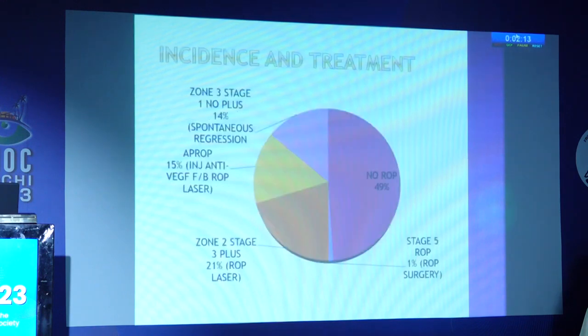Coming to the incidence, 49% of babies had no ROP, 21% had zone 2 stage 3 plus disease that needed ROP laser, and 15% had AP-ROP that was treated with anti-VEGF injection followed by ROP laser. 14% had zone 3 stage 1 with no plus, which were just kept on follow-up observation. They showed spontaneous regression in due course of time. 1% had stage 5 ROP that needed ROP surgery.